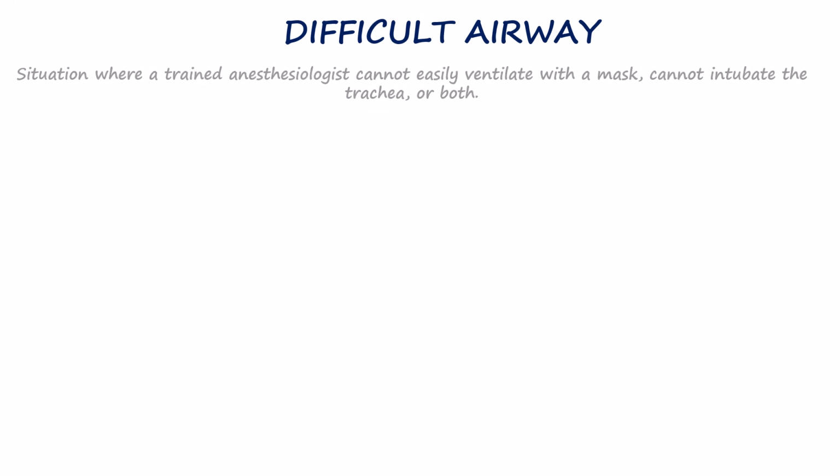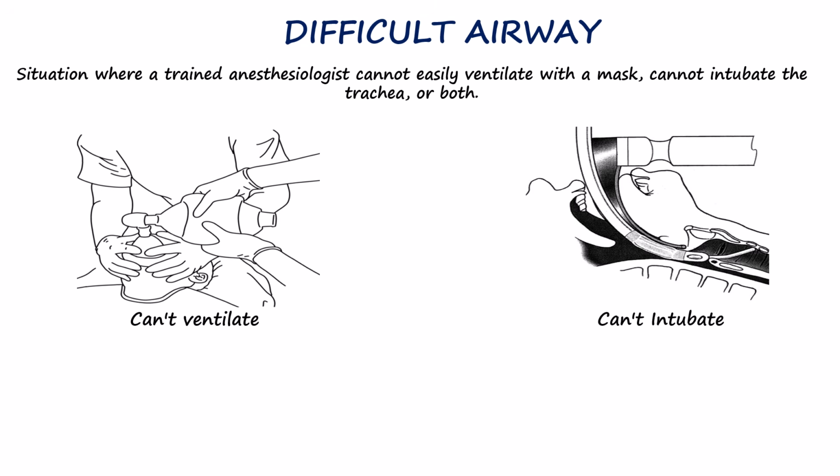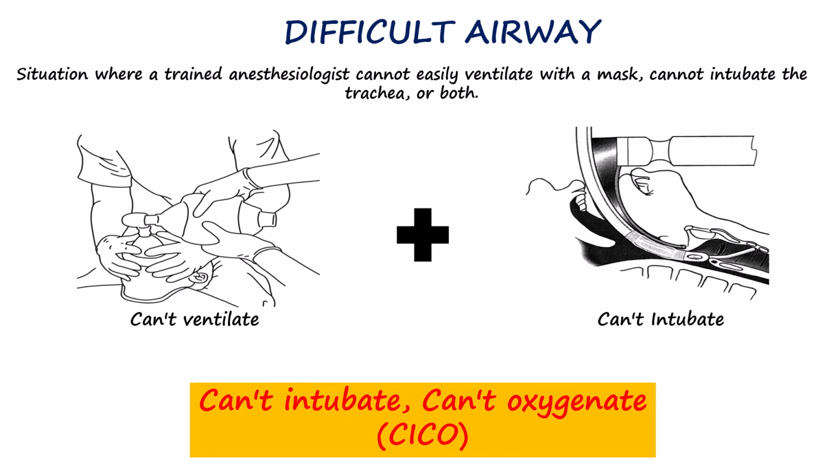Generally, difficult airway is defined as a situation where a trained anesthesiologist cannot easily ventilate with a mask, cannot intubate the trachea, or both. We call this scenario can't intubate, can't oxygenate situation. So difficult airway is a broader term used to describe the wider sets of airway issues where we might not be able to ventilate or oxygenate the patient.